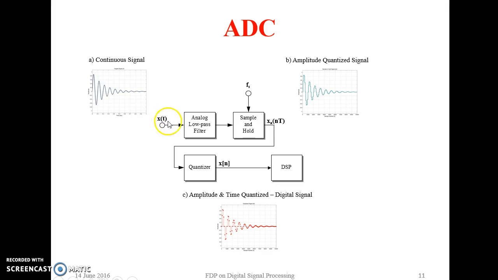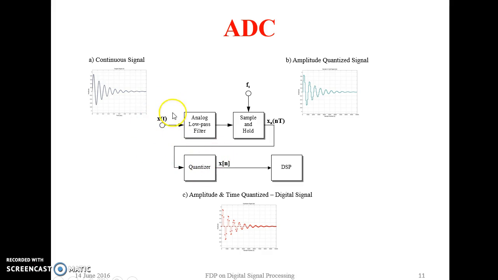Next, this is the block diagram of our ADC. Here x of t is our continuous time signal. Usually an ADC is used to convert analog signals into digital signals. So the input to the system will be an analog signal and the output of the system will be a digital signal.